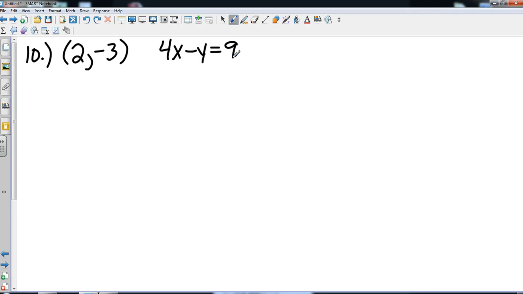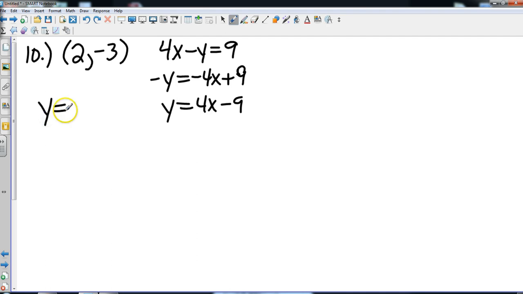Get the y by itself. So what do I need to move? Move the 4x. So that's going to give me negative y equals negative 4x plus 9. Now, again, we don't want negative y. We want y. So what do we have to multiply everything by? Negative 1. So that gives us y equals 4x minus 9. So what's the slope of the line that I'm looking for? 4. So it's going to look something like this. This might look familiar because we did this in the last one.